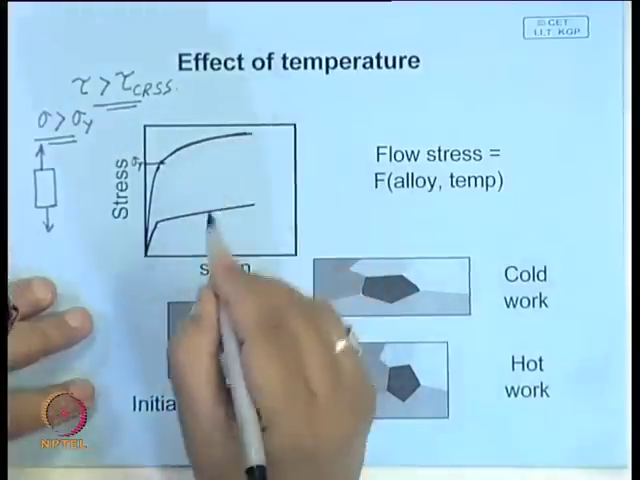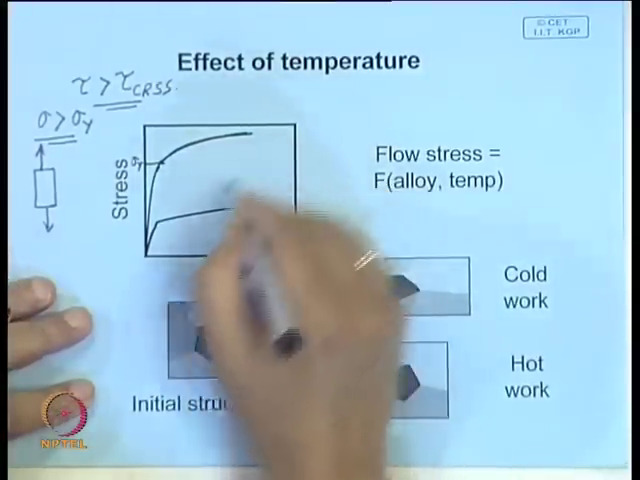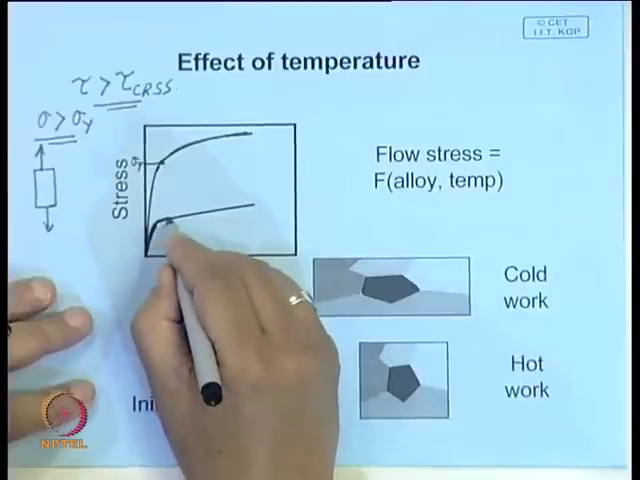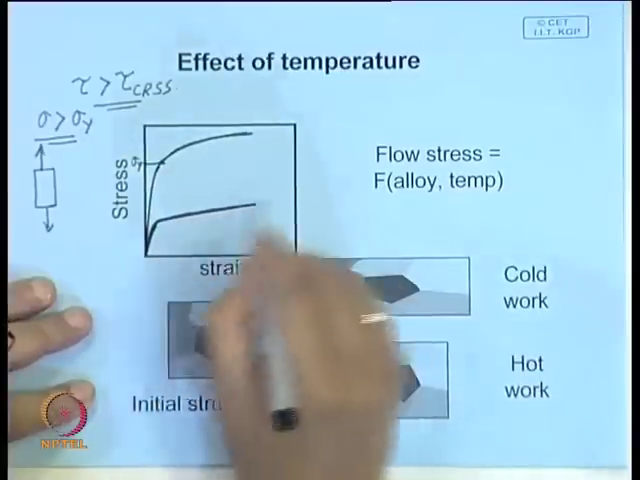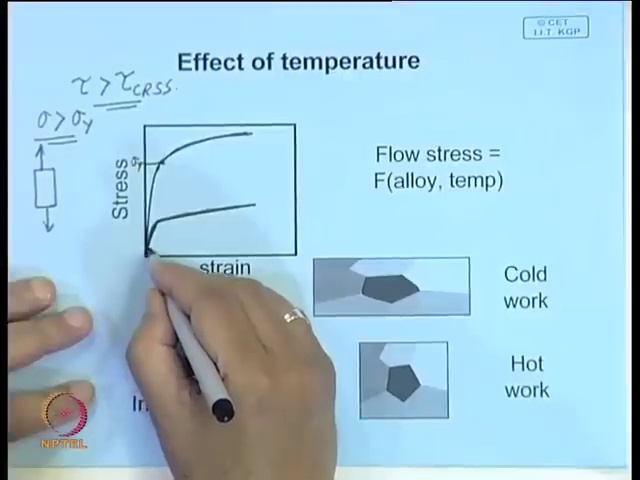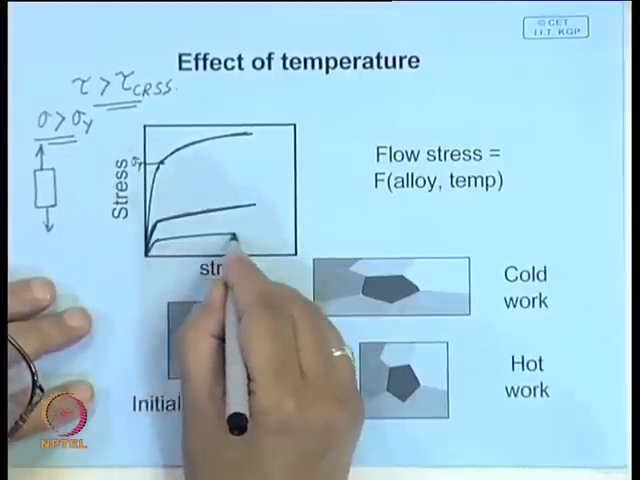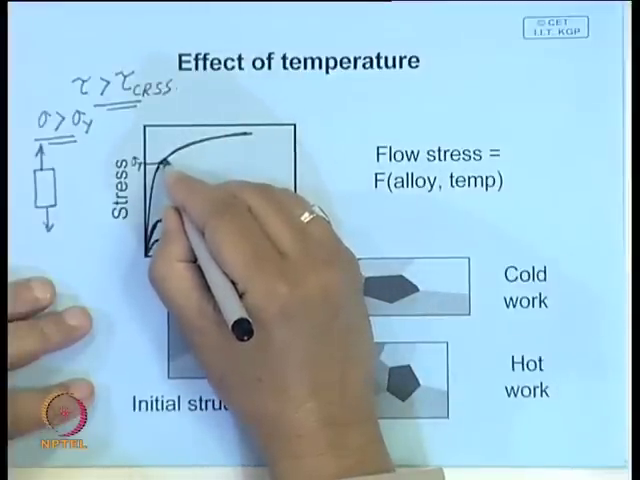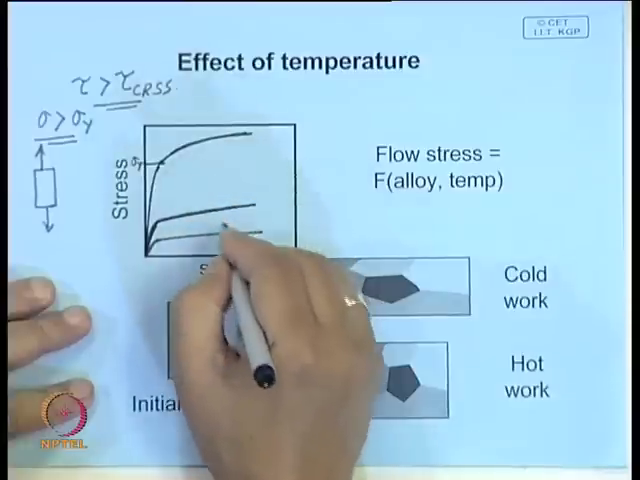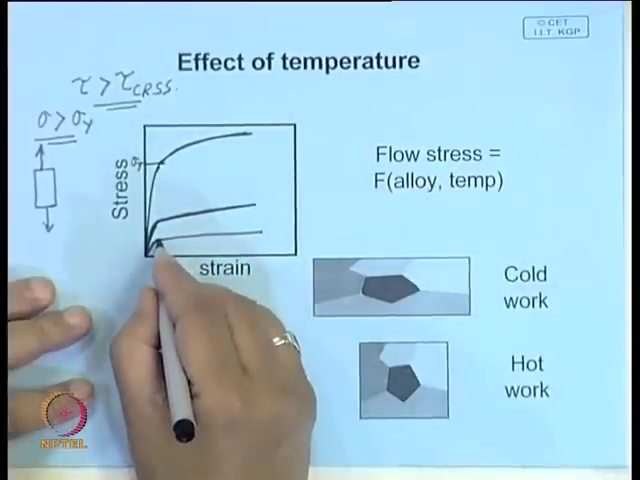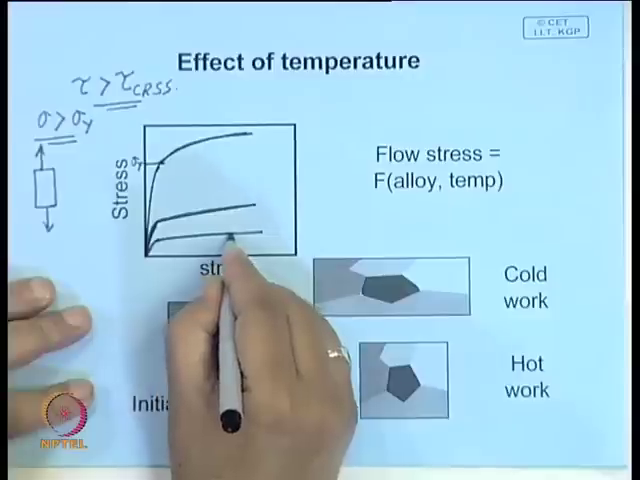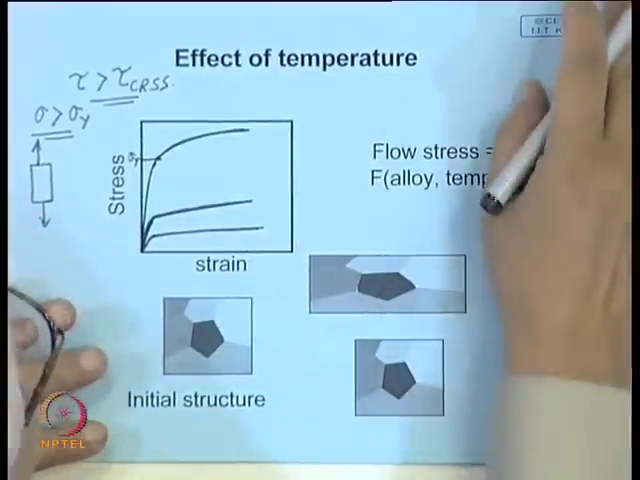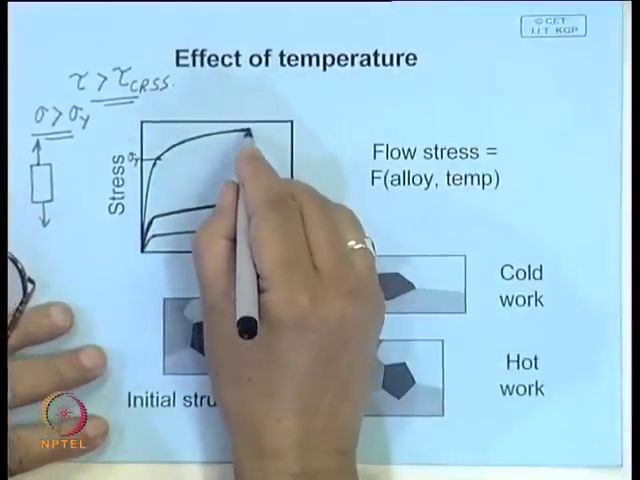Let us see what is the effect of temperature. If you increase the temperature, you will find the yield stress goes down significantly, something like this. You increase it still further, you may find it goes down. Usually if you do it at room temperature, you will find strength increases with deformation, but the higher the temperature you go, you find the strength does not increase. So there is little strain hardening at higher temperature. We will see why it happens in subsequent parts of the lecture.